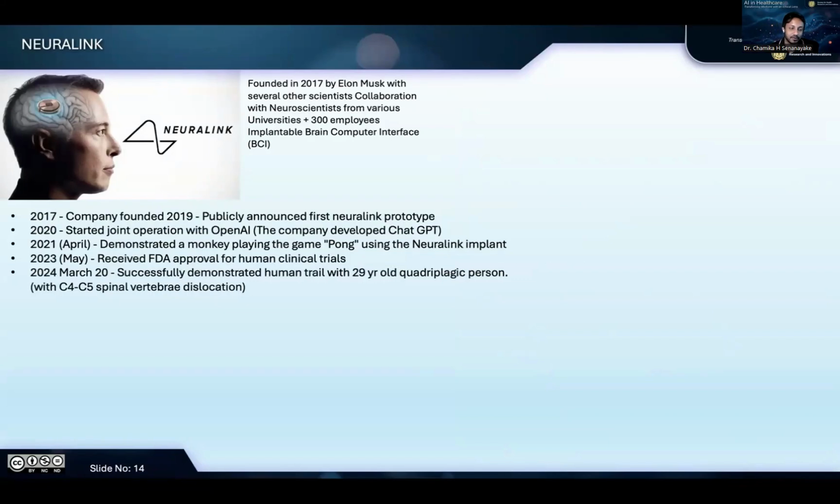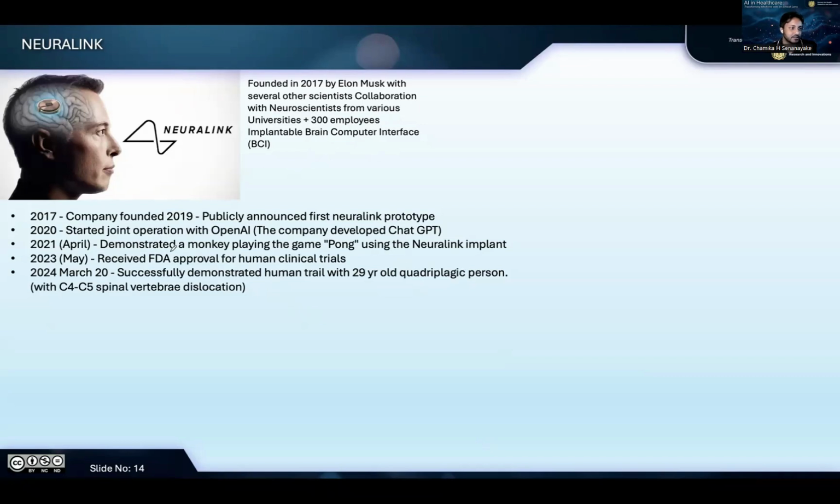And you have heard about Tesla, Elon Musk, and everything. So I'm pretty sure you must have heard about Neuralink, which was founded in 2017 with several other scientists, in collaboration with neuroscientists from various universities, with 300-plus employees, making an implantable brain computer interface. So it's a brain chip. It was started in 2017.